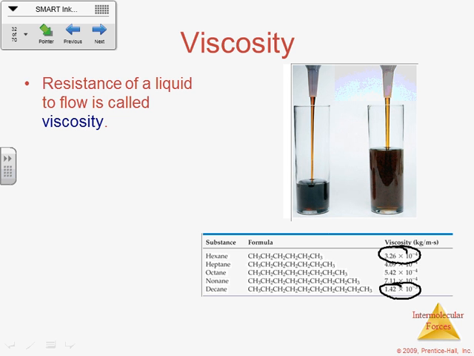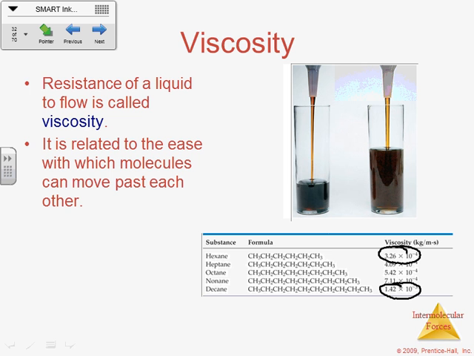You get this chain long enough, eventually it's going to be a solid. Solids are very viscous. They don't flow at all. By the way, viscosity is the resistance to flow. So the more viscous it is, the thicker it is. And so it's related to the ease with which molecules can move past each other. If they're too attracted to one another, they don't move past one another very easily.